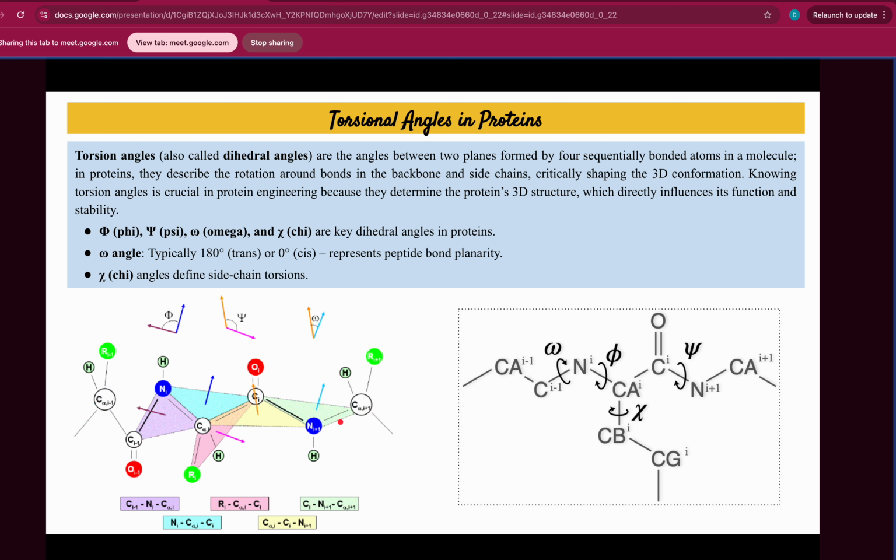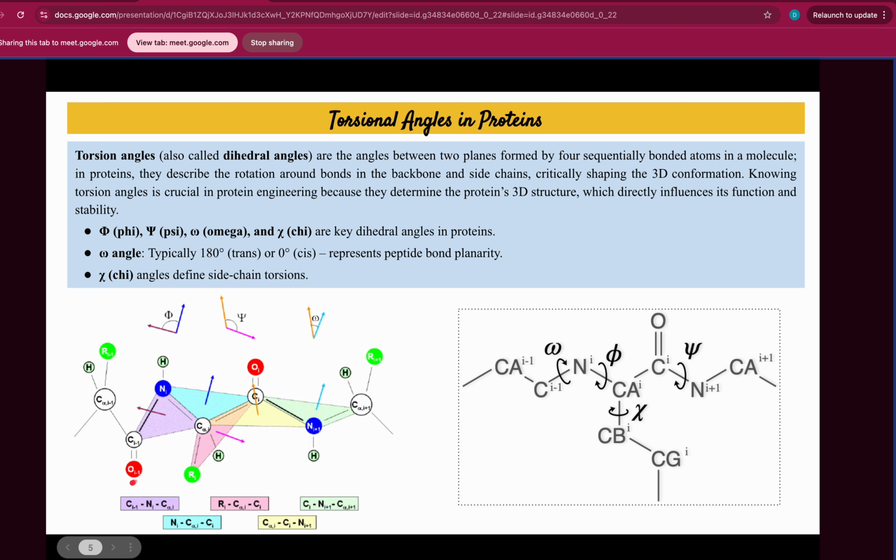So for example, let's start from the structure. If we have these planes, that is the plane between C i minus 1, that means the previous carbon which is coming from the amino acid residue at position minus 1, and then the current residue which contains the nitrogen NH group, and C alpha i, that is the C alpha bond of that particular residue which we are considering.